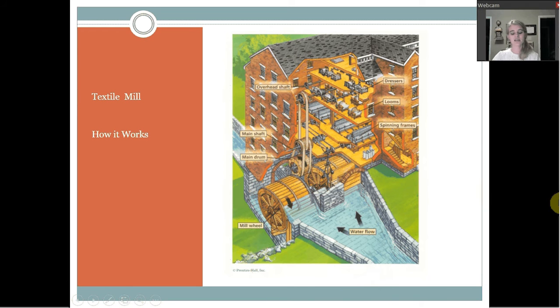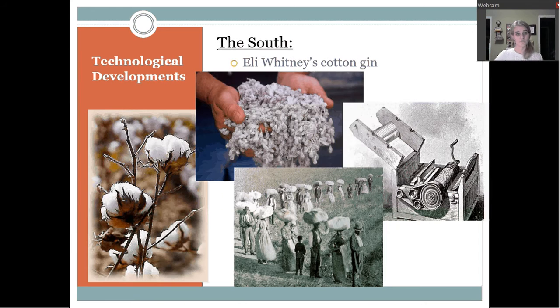Of course there are some limitations to this kind of textile mill. You have to have running water. You can't just be at a still river or a river that's been dammed up. You have to be on a river, so that's important. But this does allow for a much bigger increase. And textiles, remember, is clothing or cloth, so that's where these first industries are going to be.